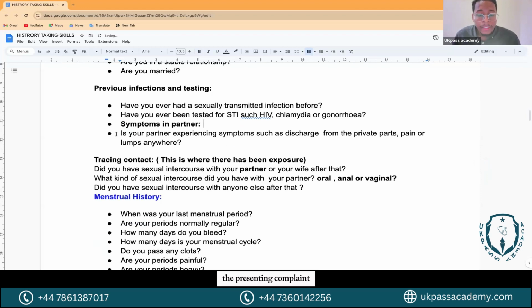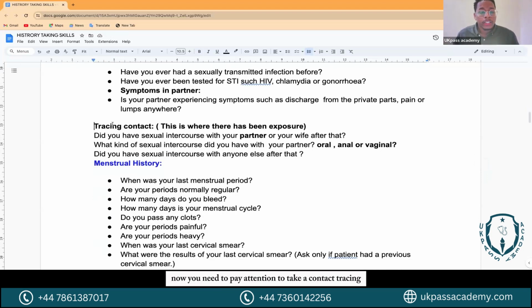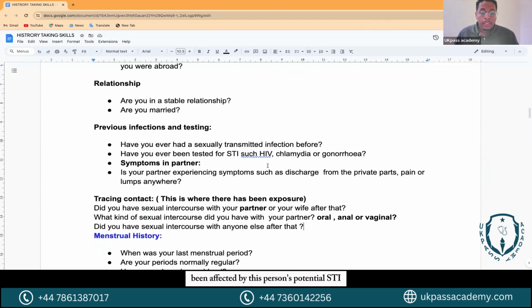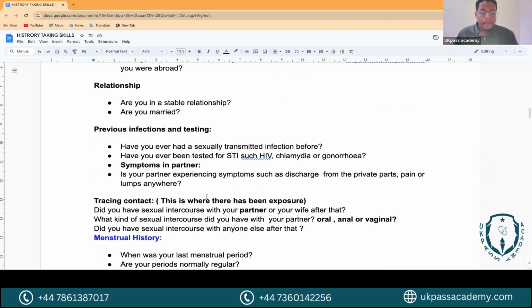The presenting complaint, if it's discharge, you will take history of the discharge early. And when we're doing sexual health, we will talk about that. Now, you need to pay attention to take contact tracing. When we're talking about contact tracing, our history is designed so that we can cover who could have been affected by this person's potential STI.